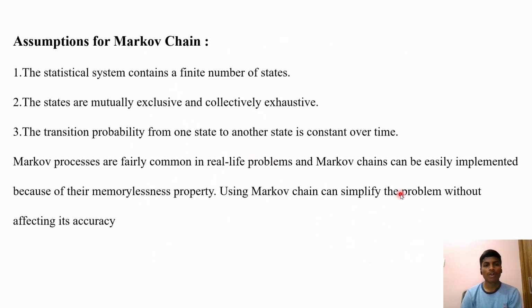Next, the assumptions of the Markov chain. What are the assumptions of the Markov chain? The statistical system contains a finite number of states. States are mutually exclusive and collectively exhaustive. The transition probability from one state to another state is constant over time. Markov processes are fairly common in real-life problems, and Markov chains can be easily implemented because of the memoryless property. Due to this memoryless property, we can use it frequently and implement it anywhere. Using Markov chains can simplify the problem without affecting its accuracy.